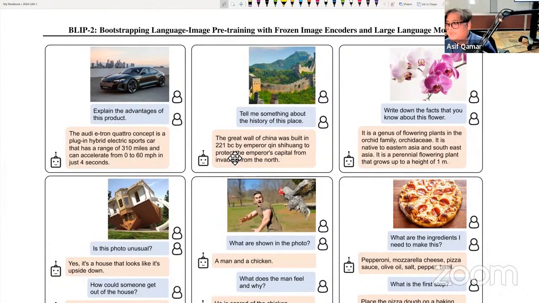Now, the third one: write down the facts that you know about this flower. I looked at this and all I could say is, okay, orchids. And I couldn't say anything further. And then this one goes on. It's a genus of flowering plants in the orchid family. This family, the one right here. It is native to Eastern Asia and Southeast Asia. It's a perennial flowering plant that grows up to a height of 1 meter. How many of you are impressed?